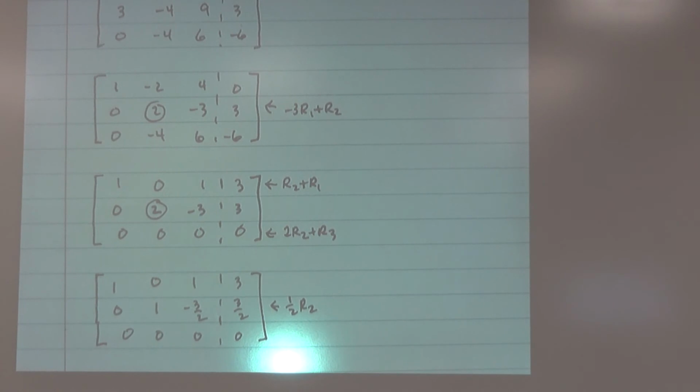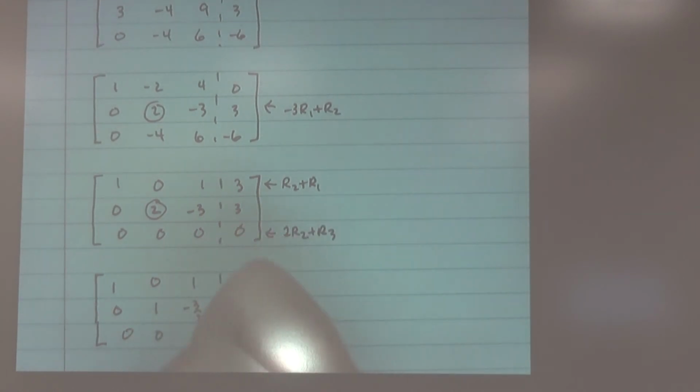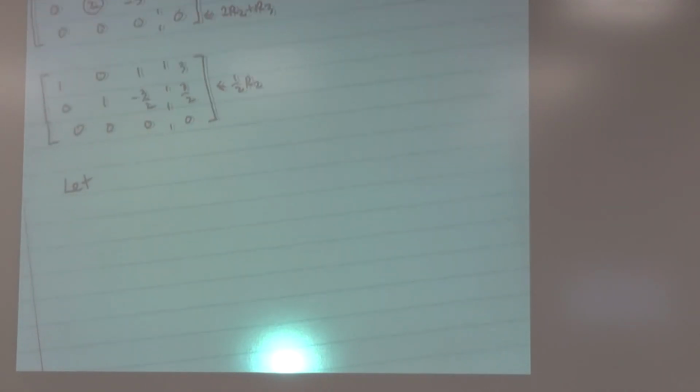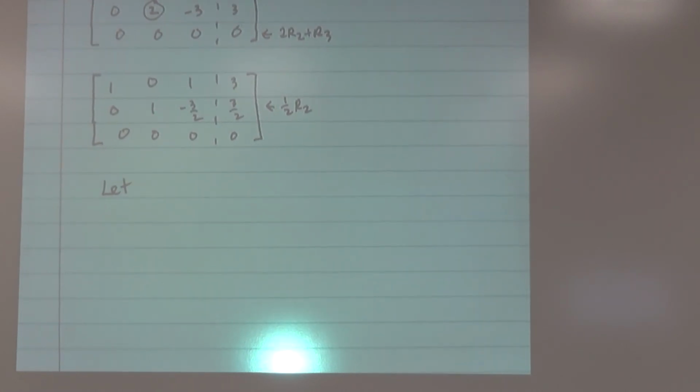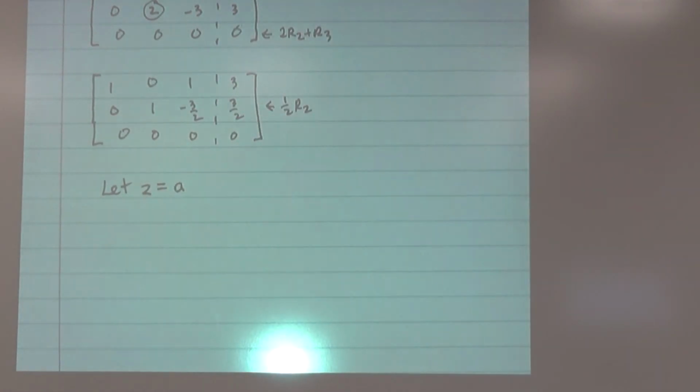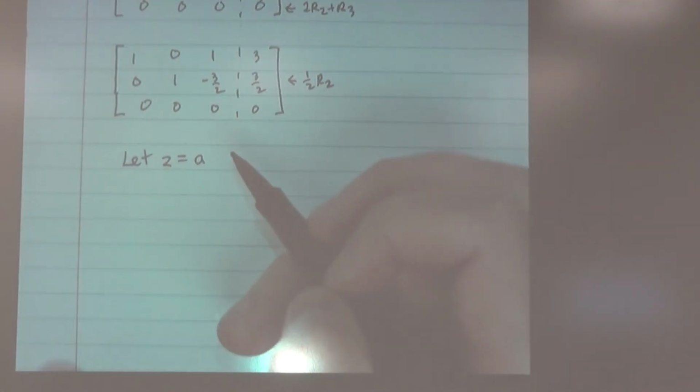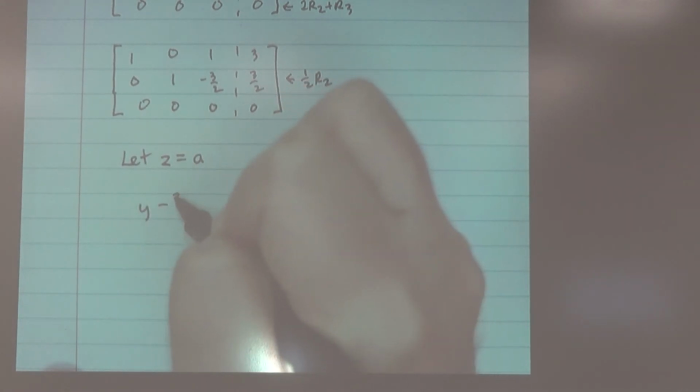So in terms of our system, let's let z be defined as a. So our second row generates the equation y minus 3 halves z is equal to 3 halves. That leads us to y is equal to 3 halves z plus 3 halves.